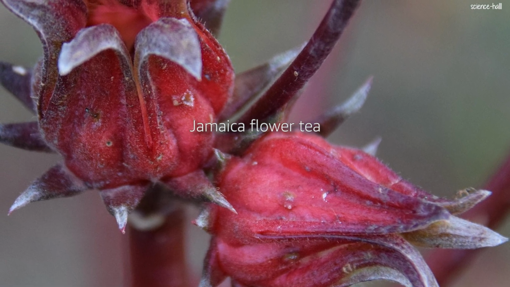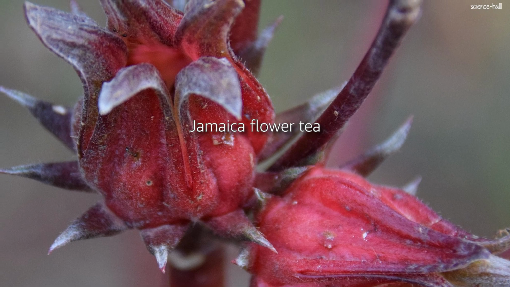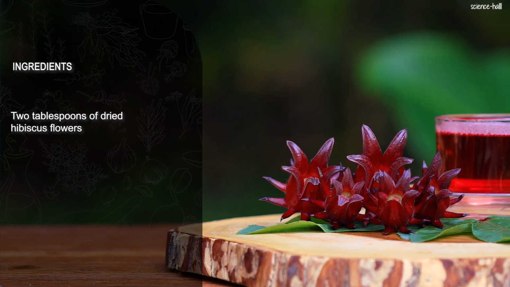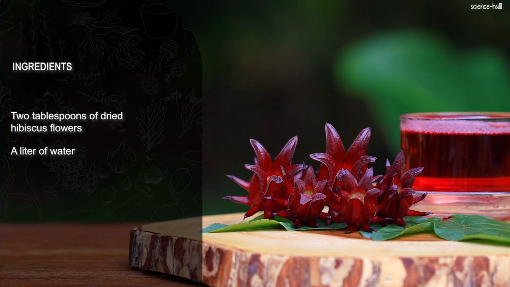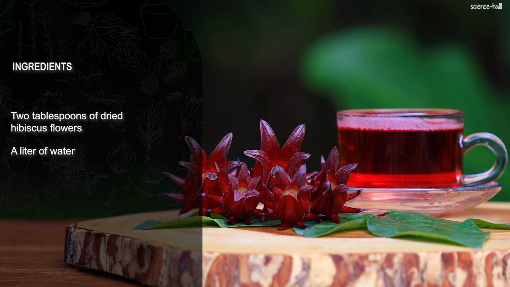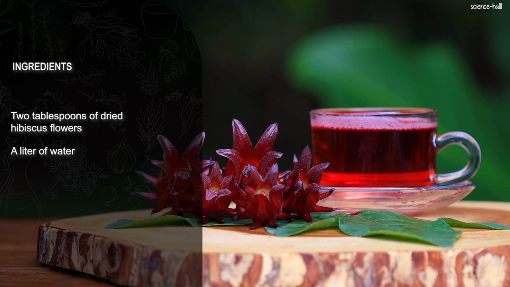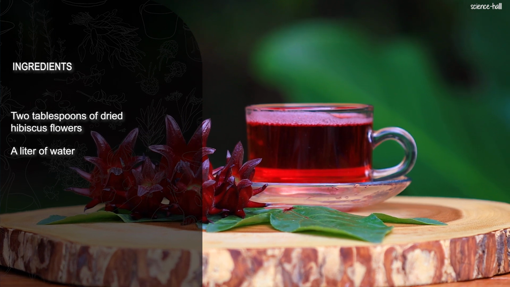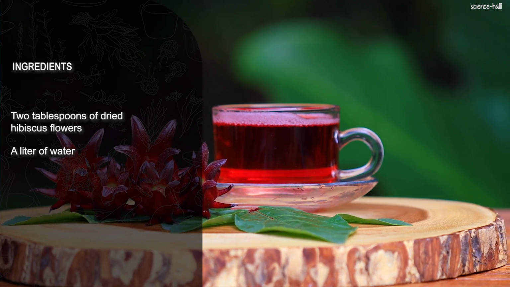And Jamaica flower tea. To prepare it requires 2 tablespoons of dried hibiscus flowers and a liter of water. Its method of preparation consists of boiling the water, and once it has boiled, add the hibiscus flower and let it rest for 10 minutes, properly covered. Then it's passed through a strainer, and that's all. It's recommended to drink little by little throughout the day.